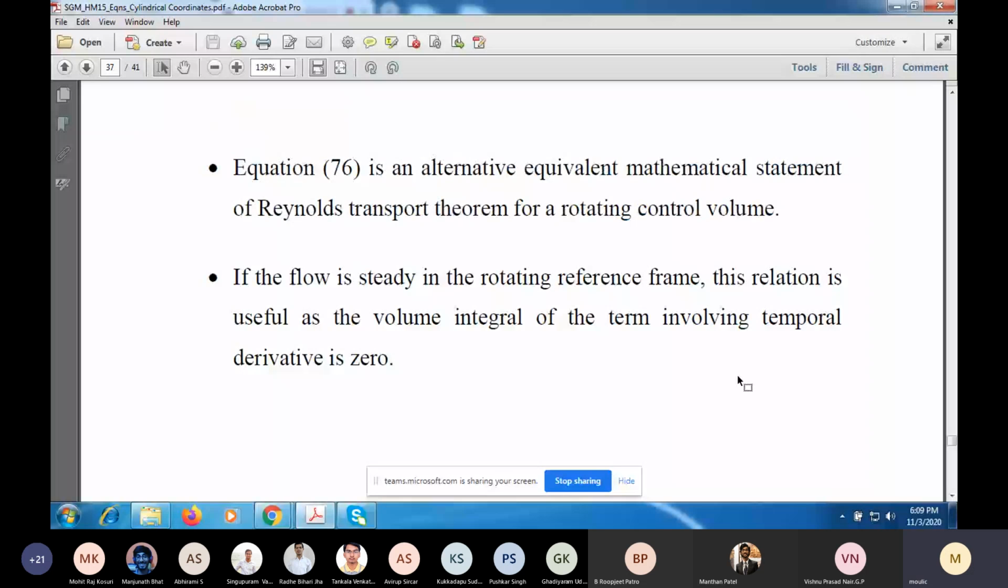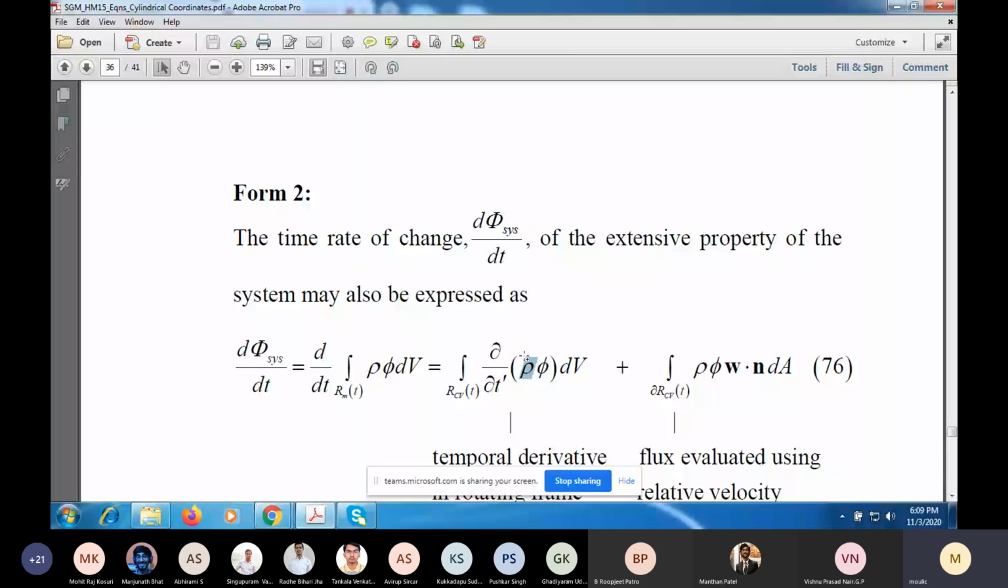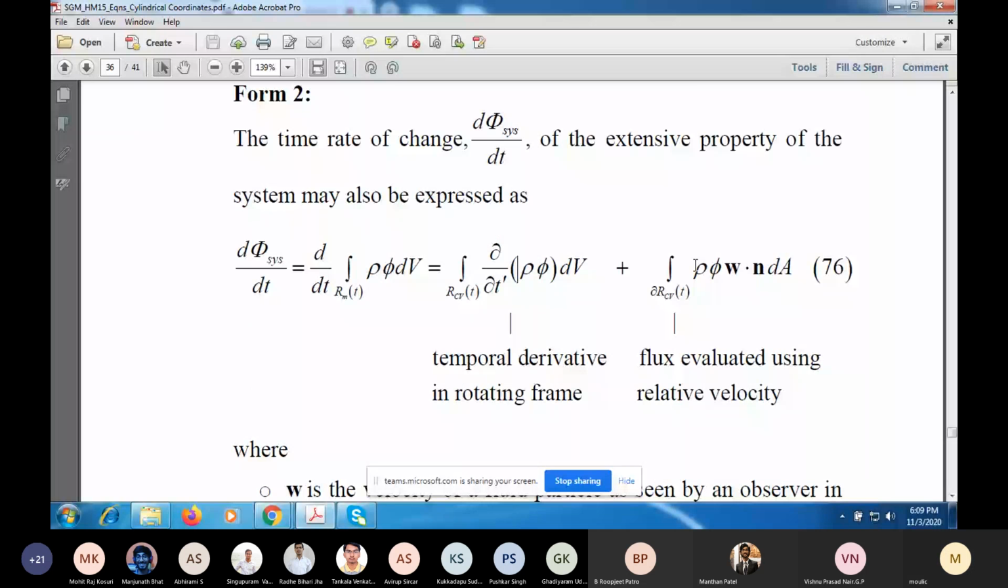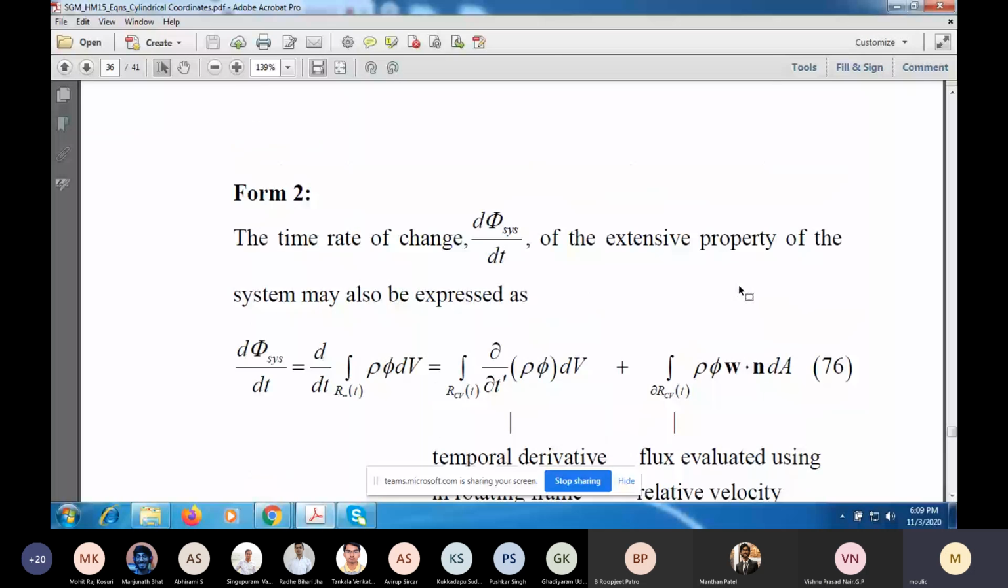If I use the second form here, then straight away you can say del L T prime is 0. What you have to do is use the relative velocity, this W dot n instead of V dot n. Now look at circular surface 1 and circular surface 2. W dot n is either plus WR or minus WR. But WR is the same as VR. So if you use the absolute velocity, you get the same result. So it is actually fortuitous.